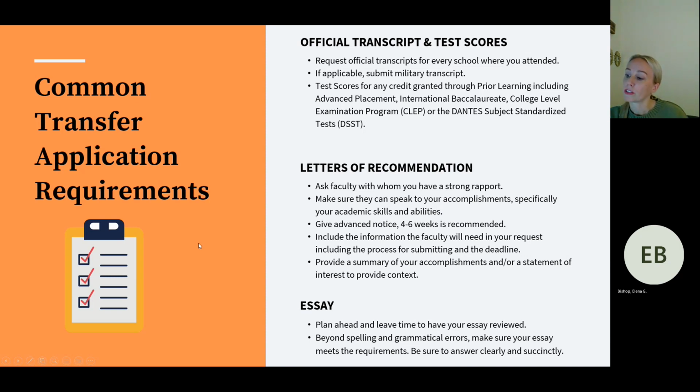Your essay. You would want to plan ahead and leave time to have your essay reviewed. You can always seek assistance in CCBC's Student Success Center. Not all transfer institutions would require an essay. Sometimes it is optional, but we encourage you to provide an essay. Beyond spelling and grammatical errors, you would want to make sure it meets the requirements if there are any, and if it's optional and it gives you suggested things to consider. You can always meet with the writing center or an advisor or an instructor possibly to talk further about what maybe to include.